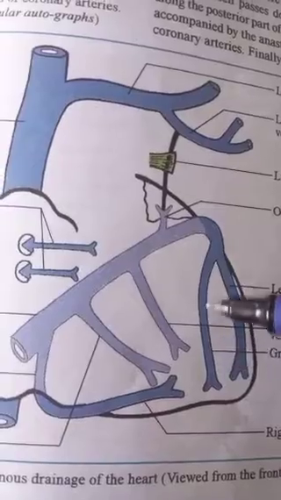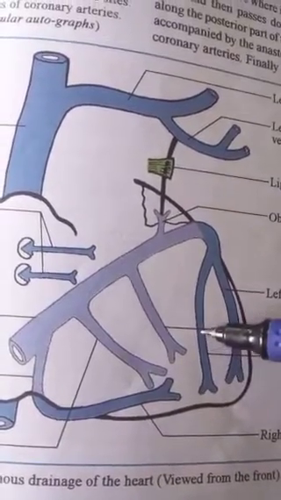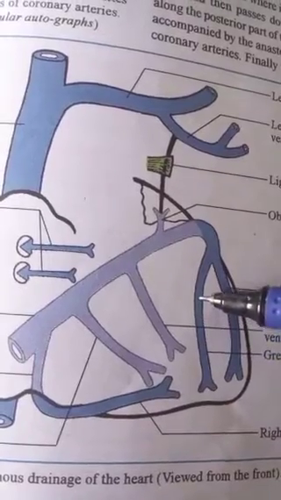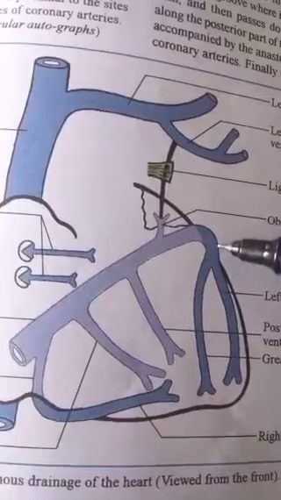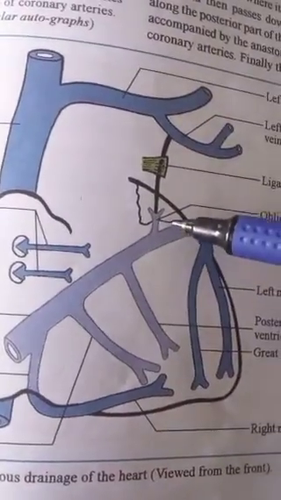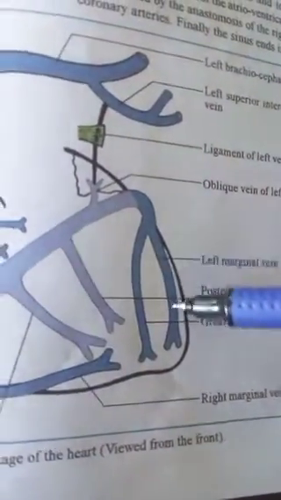The great cardiac vein begins near the apex of the heart, ascends upwards into the anterior interventricular groove, winds around the left border of the heart, and ultimately opens into the coronary sinus. Before opening into the coronary sinus, it receives the left marginal vein.